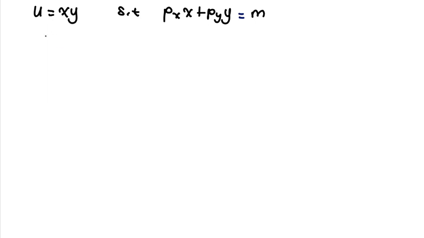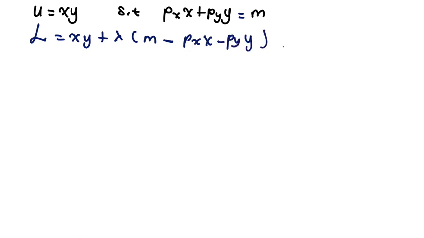All right. What we need to do here is to set the Lagrangian function. So the Lagrangian function here is xy plus lambda, this is the multiplier, times m minus px times x minus py times y. Okay, so as usual, we need to find the FOC, the first order condition, because we want to maximize utility subject to this budget constraint.